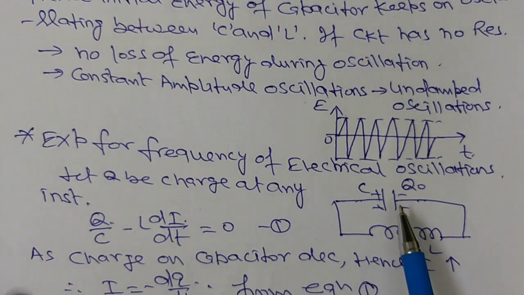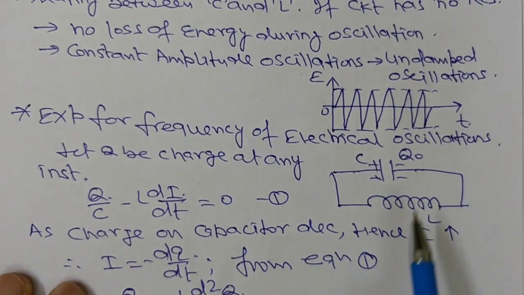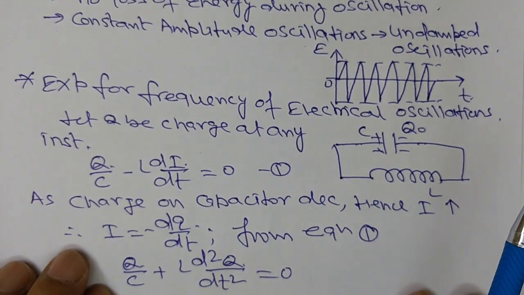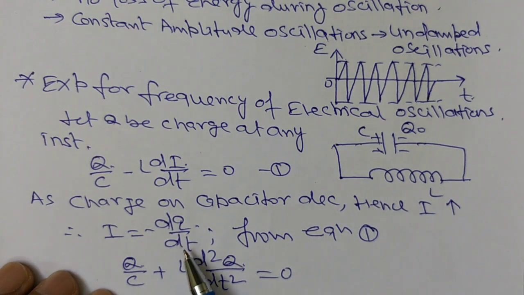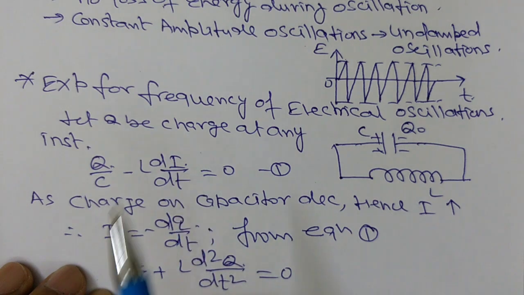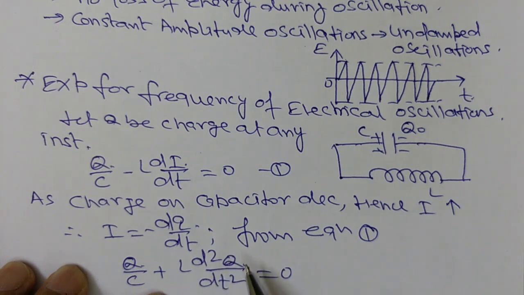And here the charge on the capacitor decreases with time. Therefore, current increases in the circuit. जैसे जैसे चार्ज हमारा कैपेसिटर पर चार्ज डिक्रीज होता है तो सर्किट में करंट की वैल्यू इंक्रीज होती है. And hence this I is equal to -dq/dt, right? Now from equation 1, that is putting the value of this I here, therefore we get Q/C + L d²Q/dt² = 0.